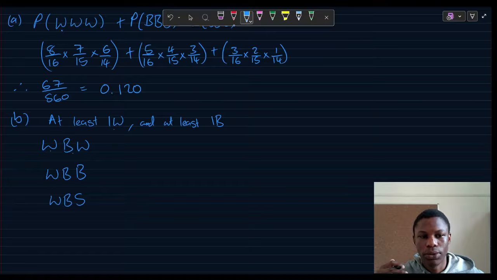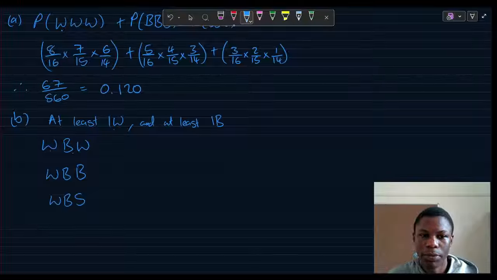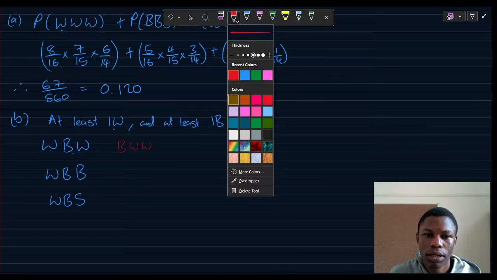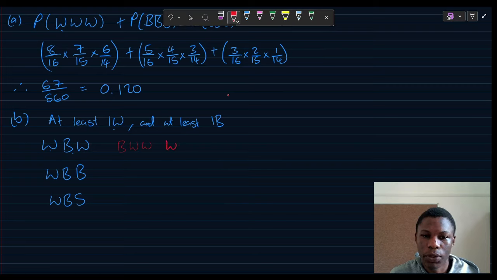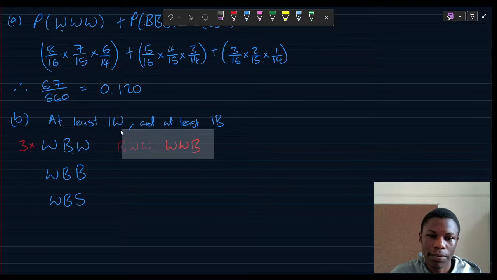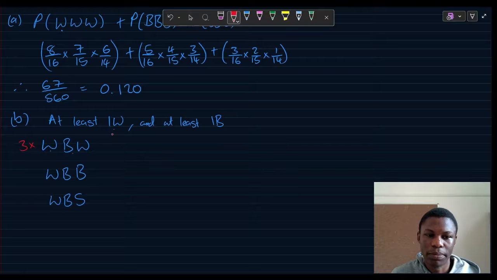So I also need to factor that in, because WBW can be written as BWW, or it can be written as WWB. This is still the condition in which we've got 2 whites and 1 black, just arranged in different ways. So once I evaluate this probability, I'm going to have to multiply that by 3 because I have 3 different scenarios. And the same will apply for WBB. Again, I could either have BWB or I could have BBW. So I'm going to have to multiply this by 3.